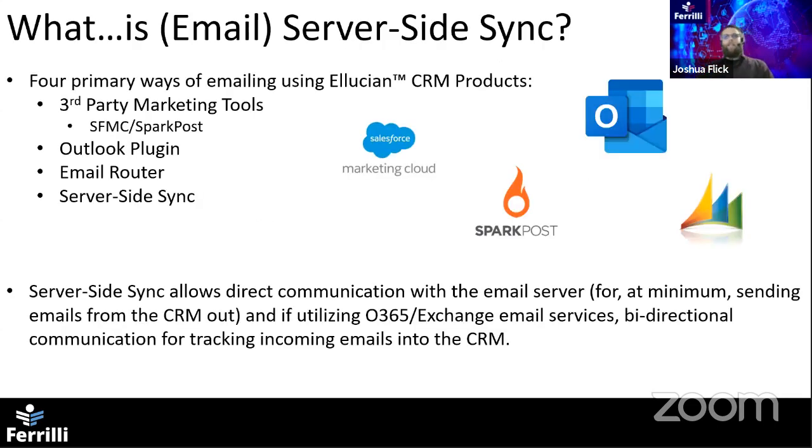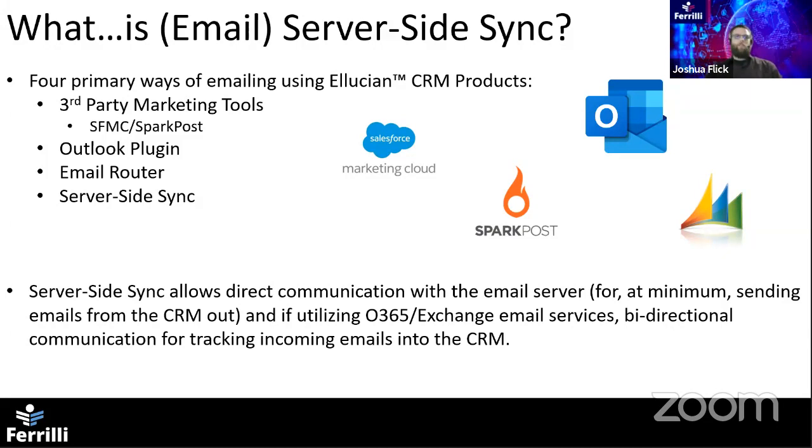So when it comes to emailing out of the Ellucian CRM product suite, which again is Recruit, Advise, and Advance, there are 4 kind of primary methods. The first we like to refer to as third-party marketing tools. So the CRM can connect to services like Salesforce Marketing Cloud or Spark Posts, where they can do marketing or HTML-based emails. This approach is great for those types of marketing emails, but for your standard run-of-the-mill notifications and transactional emails, this is overkill and has an awful lot of overhead. So therefore, we've got these other 3 methods.